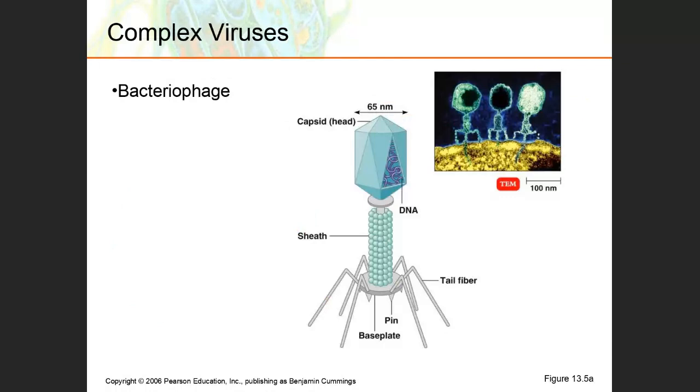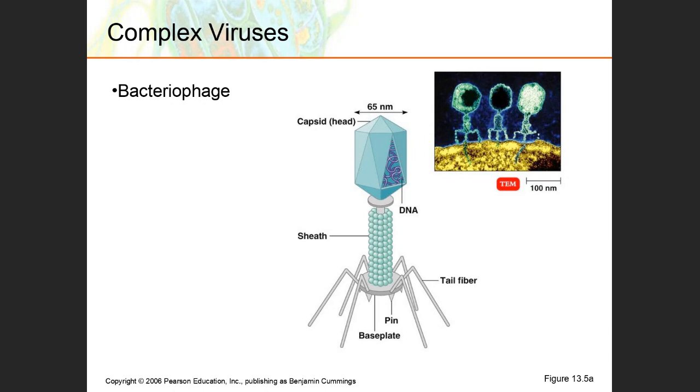So here we see a complex virus, which happens to be a bacteriophage. Remember, the word phagy means to eat, so a bacteriophage is a virus that eats bacteria. Not literally, it just uses the bacterial cell as a factory to make more viruses, and in the process it kills that bacterial cell. And so we have the regular polyhedron head here, and then we have all these additional structures, the sheath and tail fibers. And this is what makes this virus complex, all these additional structures.